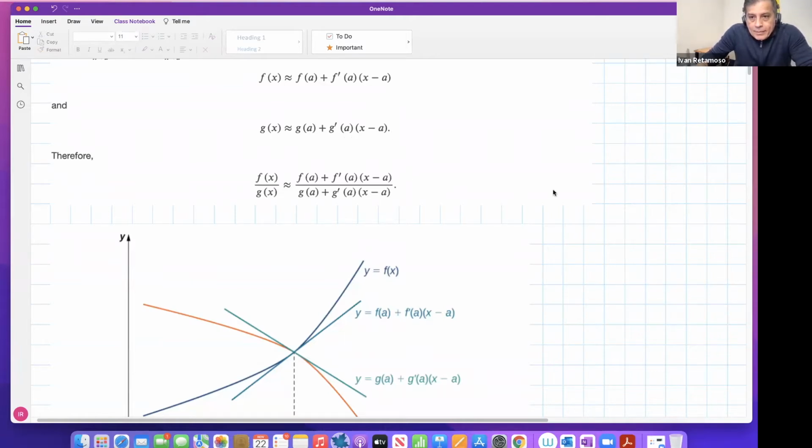You get this. Welcome, Deep. We just started. We are explaining L'Hopital's rule.